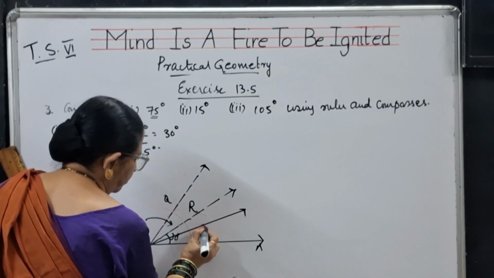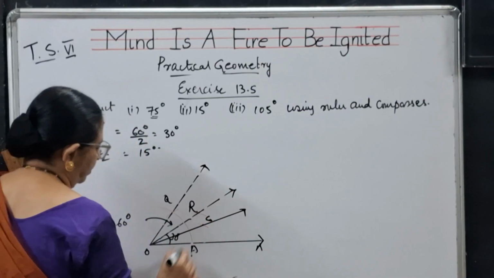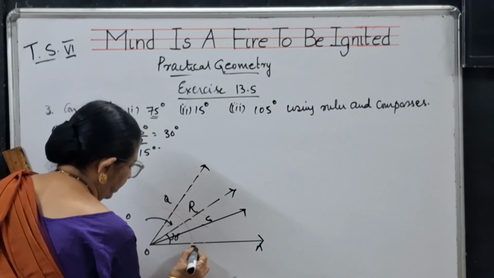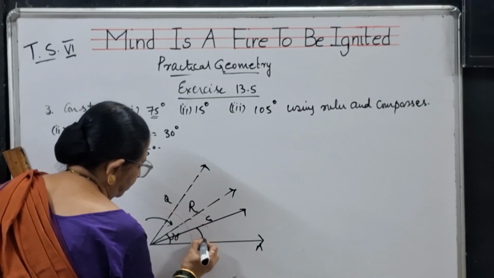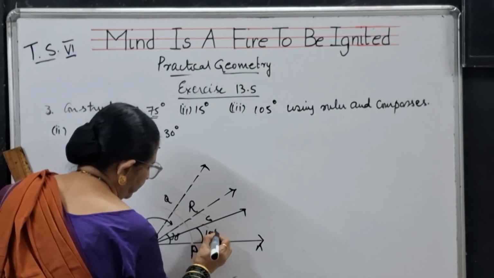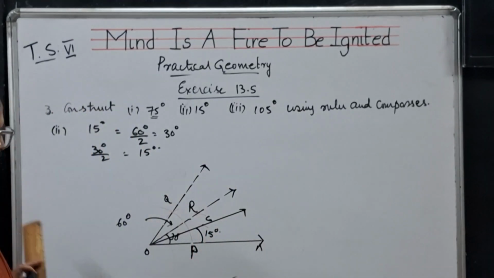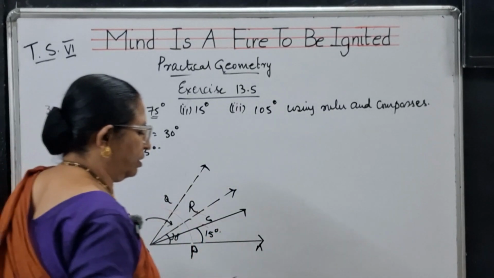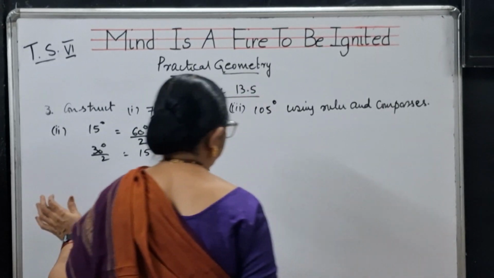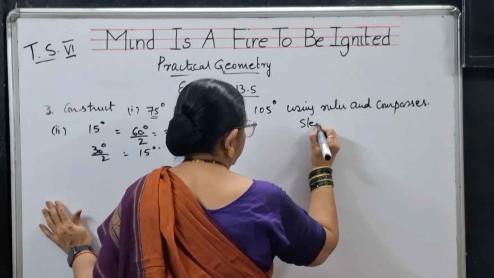Let me consider this point as C. Angle COA is 15 degrees. So this is how we need to do the construction. So what are the steps?